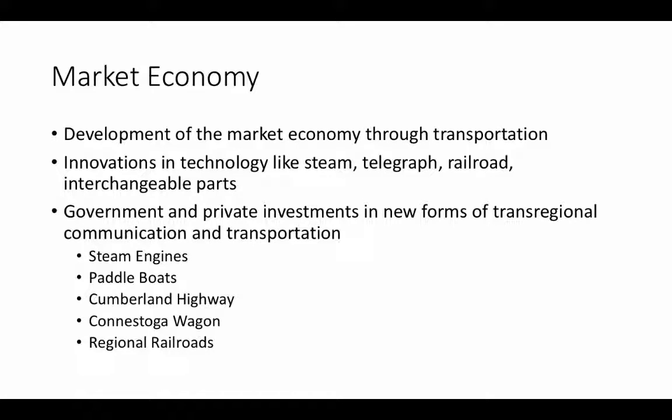The big transportation technologies that I like to talk about with the kids are the creation of the steam engines, which led to a number of other creations, including paddle boats that allowed for transportation both up and down the Mississippi River. The Cumberland Highway, which was financed by the federal government and created connections between the states. The Conestoga wagon, which allowed for families to move out west. And regional railroads, which now began to start connecting up a lot of those areas that were just around the Appalachian Mountains out into the East Coast.